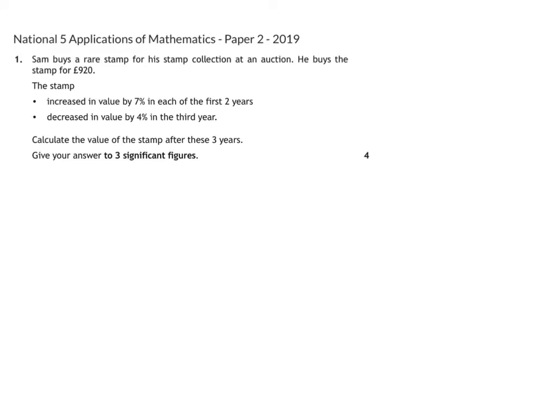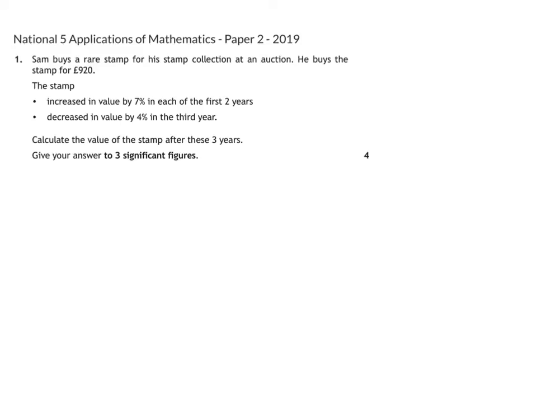So here we have question 1. Sam buys a rare stamp for his stamp collection at an auction. He buys the stamp for £920. The stamp increased in value by 7% for each of the first 2 years, and then it decreased in value by 4% in the third year. Calculate the value of the stamp after those 3 years, giving my answer to 3 significant figures.